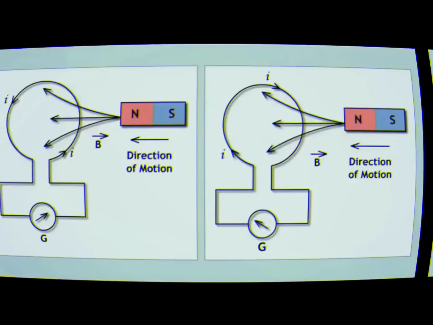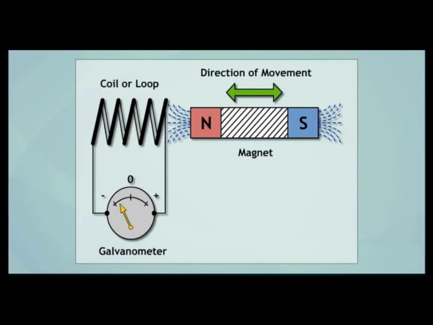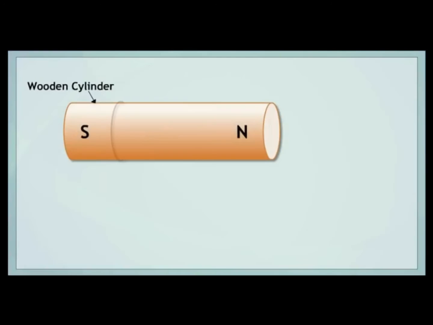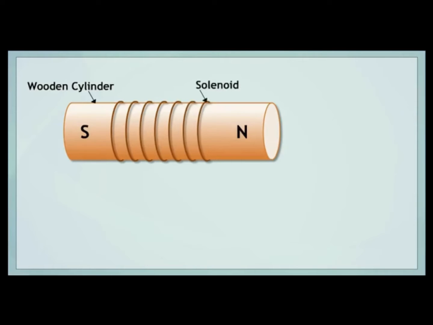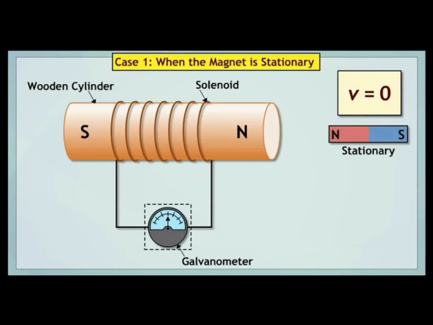Let's go! Electromagnetic induction. In this part, we will learn about electromagnetic induction. The phenomenon of electromagnetic induction can be demonstrated by an experiment. Wind an insulated copper wire on a paper or wooden cylinder to form a coil in the form of a solenoid. Connect the two ends of the coil to a galvanometer and place a magnet close to it. The reading of the galvanometer is 0 when the magnet is stationary.